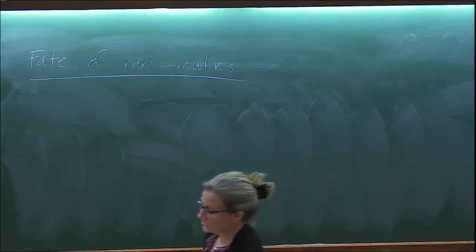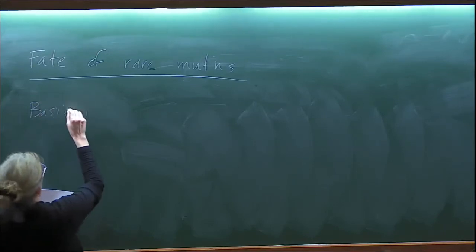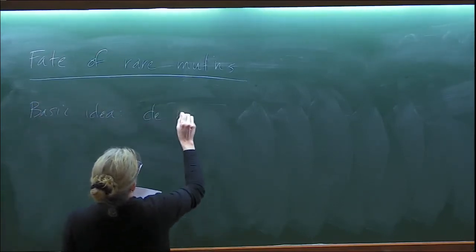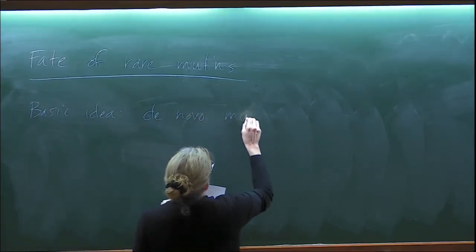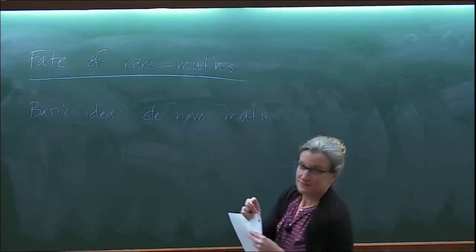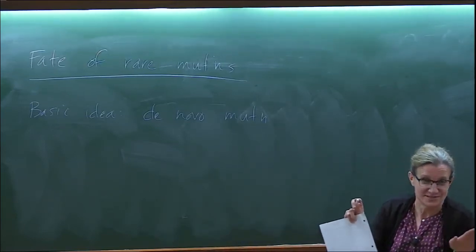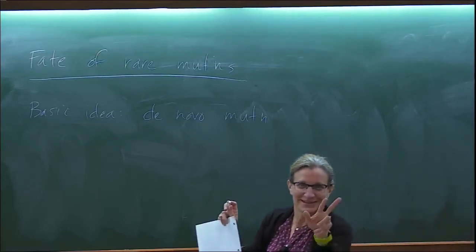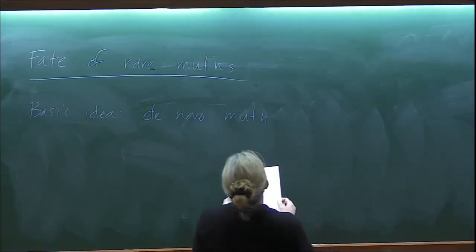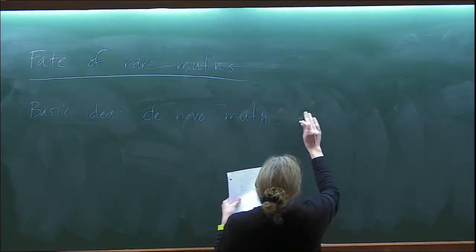So fate of rare mutations, you probably have this basic idea already. There's some, say, de novo mutation, or at least rare mutation of some particular type. It could be an indel. I'm not assuming it's a SNP. Something new has happened in the genome, and it's rare, and let's say, for example, a single copy.